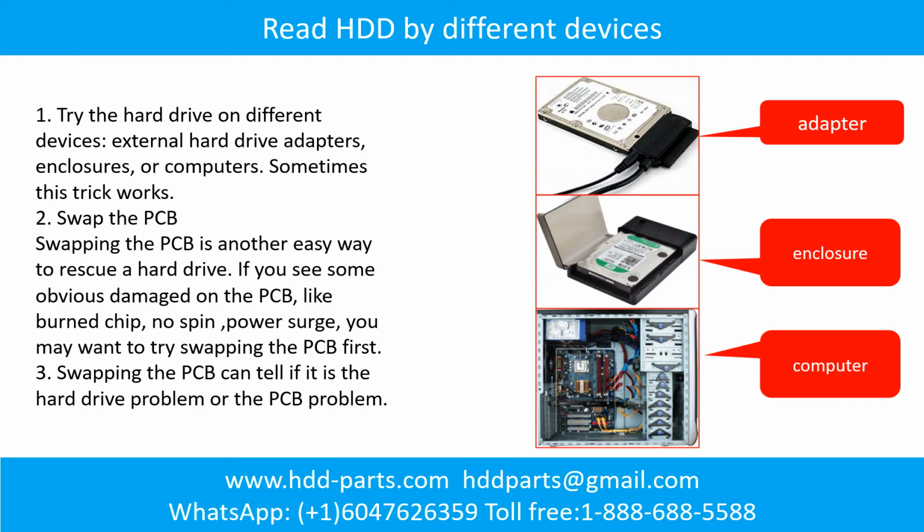There are some simple ways to recover data from a hard drive. One of them is to try to read the hard drive by different devices, like different external hard drive adapters, computers, or enclosures. Because different devices use different ways to read a hard drive, sometimes this trick works.